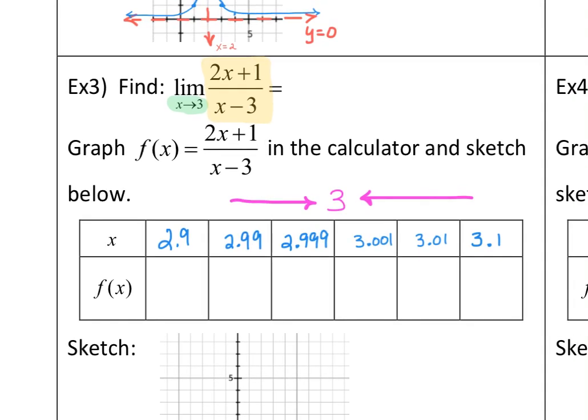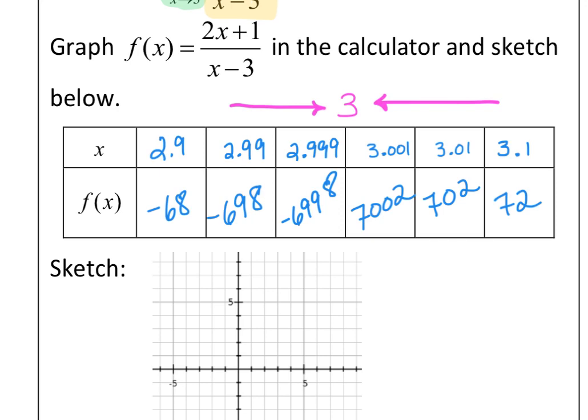And so what I'd like you to do is pause your video and go ahead and type all of those numbers into the X column in your table, and write down your Y values, and then restart the video, and we'll talk about what the limit is from there.